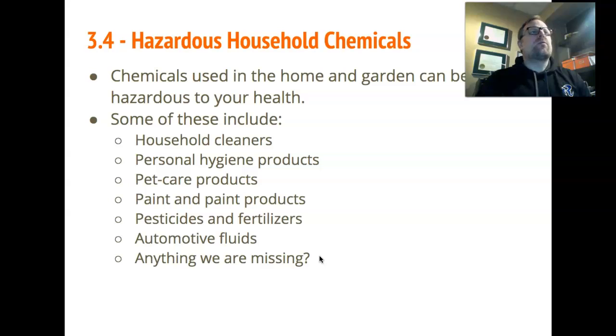I'm sure if you went through and had a look underneath the sink in the kitchen, or in your laundry room where you might store stuff, you might find other things that would be considered hazardous.